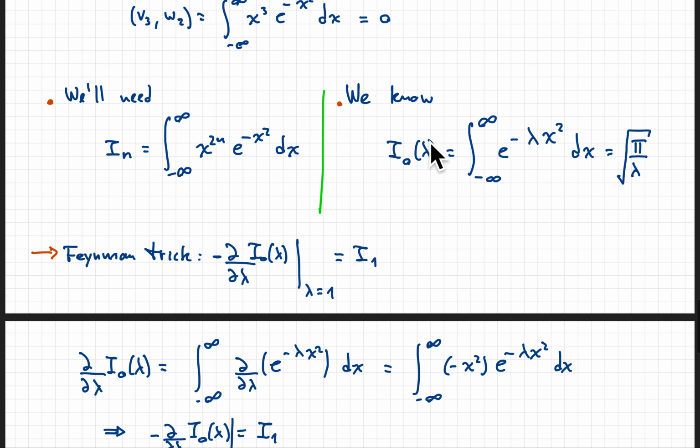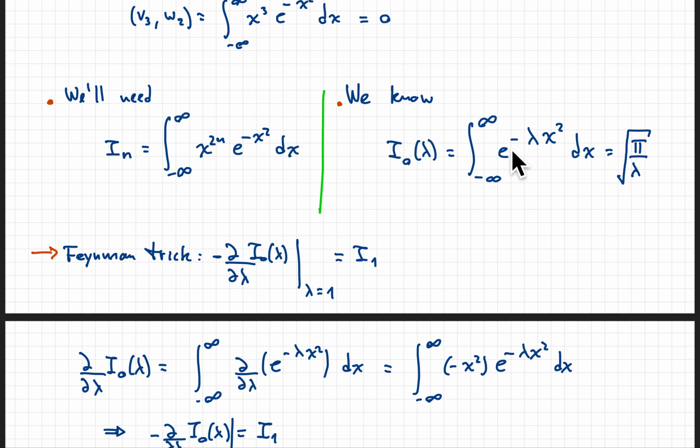So if I take I0, this function I defined here, and I take a derivative with respect to lambda, then the derivative goes right through the integral. And if you don't feel comfortable about this, keep in mind that this integral has no problems whatsoever. It is absolutely a convergent integral, has no issues, neither at infinity or minus infinity, nowhere in between.